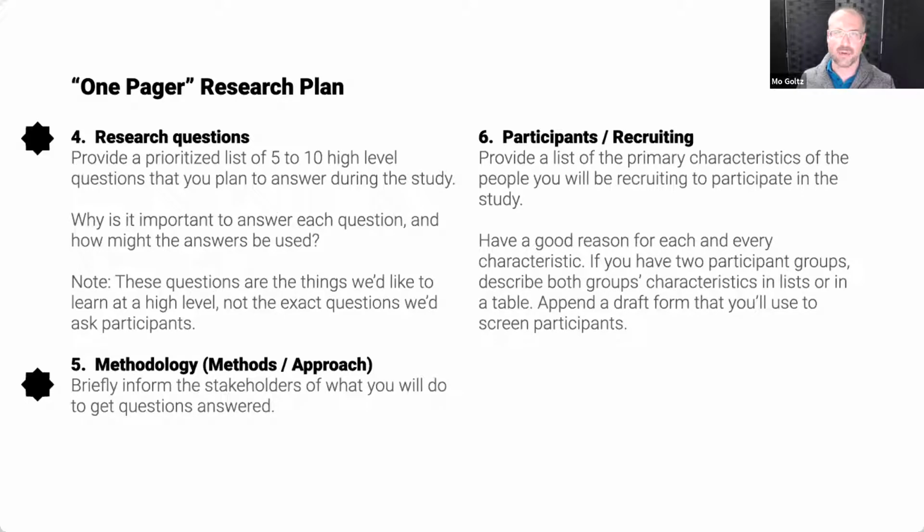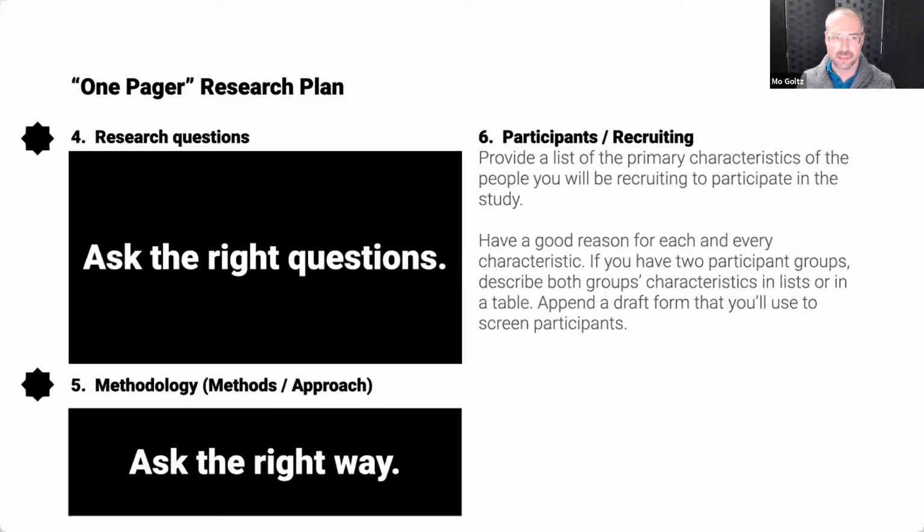And I'm highlighting 4 and 5. Why am I highlighting those? Because you have to ask the right questions and you have to ask them in the right way. That is the meat, that is the potatoes of a research plan. Now, I could give a whole lecture on how to ask the right questions, but that's a lot more complex and a little bit beyond the scope of this lecture. What I do want to talk about is asking the right way, picking the right methods.